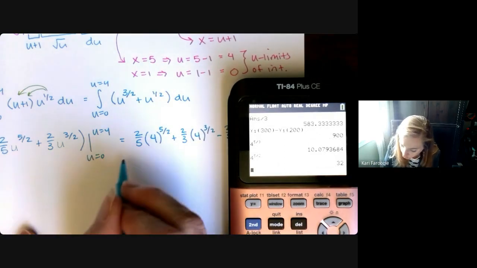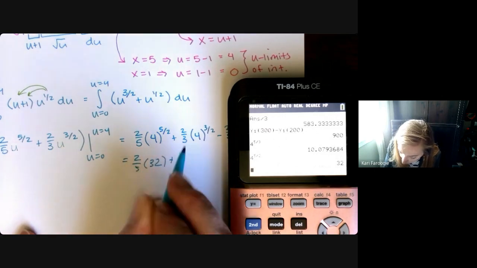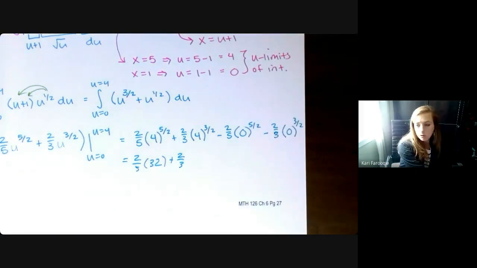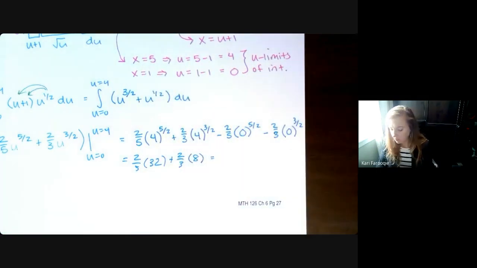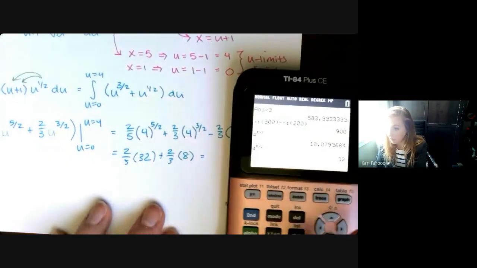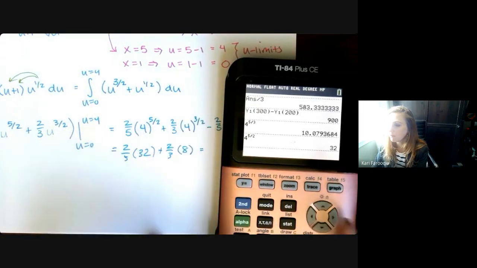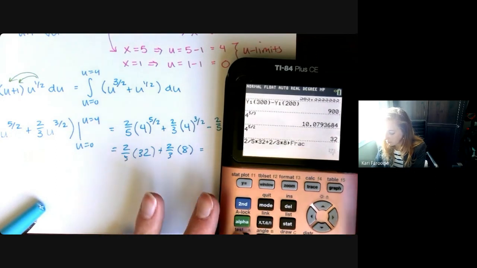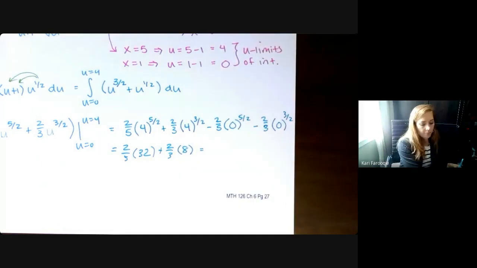So this is going to be 2/5 times 32 plus 2/3 times 8. 4 to the 3 halves is 8. You can put that in if you weren't sure. And when you add these two together, taking 2/5 times 32, yeah, there we go, it's a little better. 2/5 times 32 plus 2/3 times 8. And your answer will be 272 over 15.